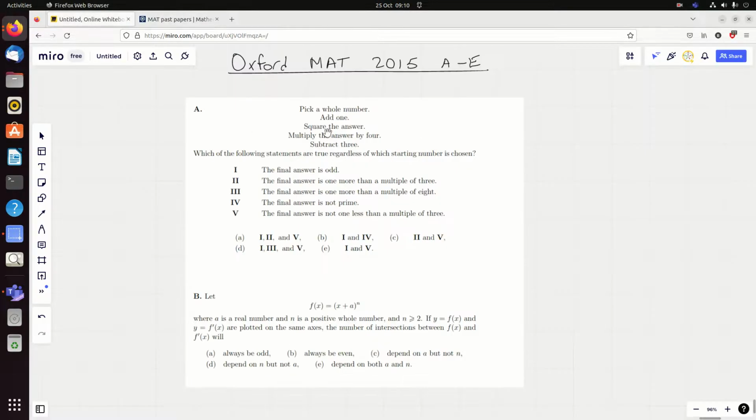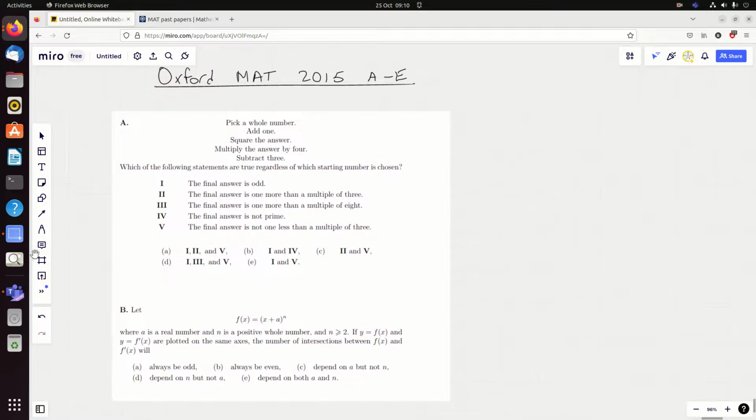Anyway, let's get on with the MAT 2015 questions A to E. Certainly the short questions towards the start, I actually preferred the ones towards the end, which is weird, but towards the start, I found some of these quite tough. This kind of question, it's pretty obvious it's probably wise to write it out in algebra. Square the answer, times by 4, subtract 3. So that's what we're actually doing here.